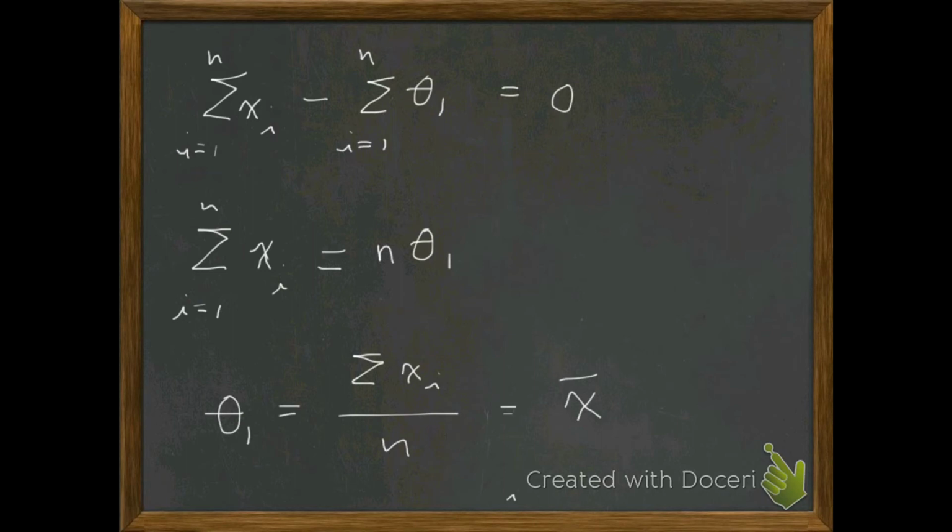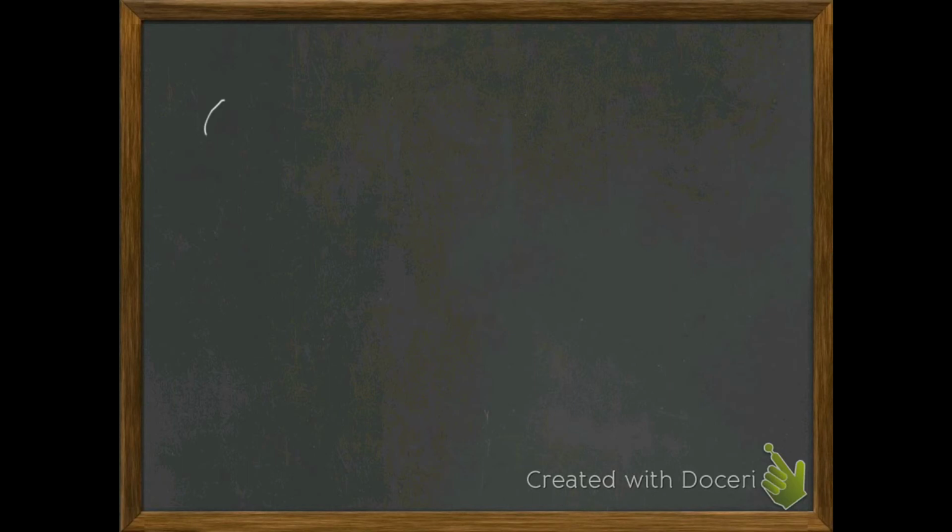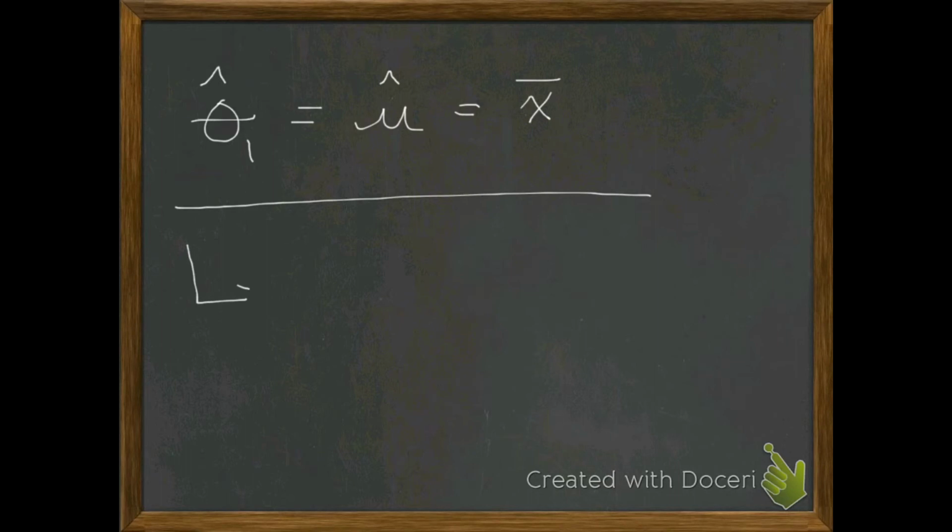So therefore, what we can say is that our estimate of theta 1, which is our estimate of mu, is just the sample mean. Now, we'd already proven that, or actually shown it in the previous video. Now, guys, I want to put our attention on the estimator for theta 2.